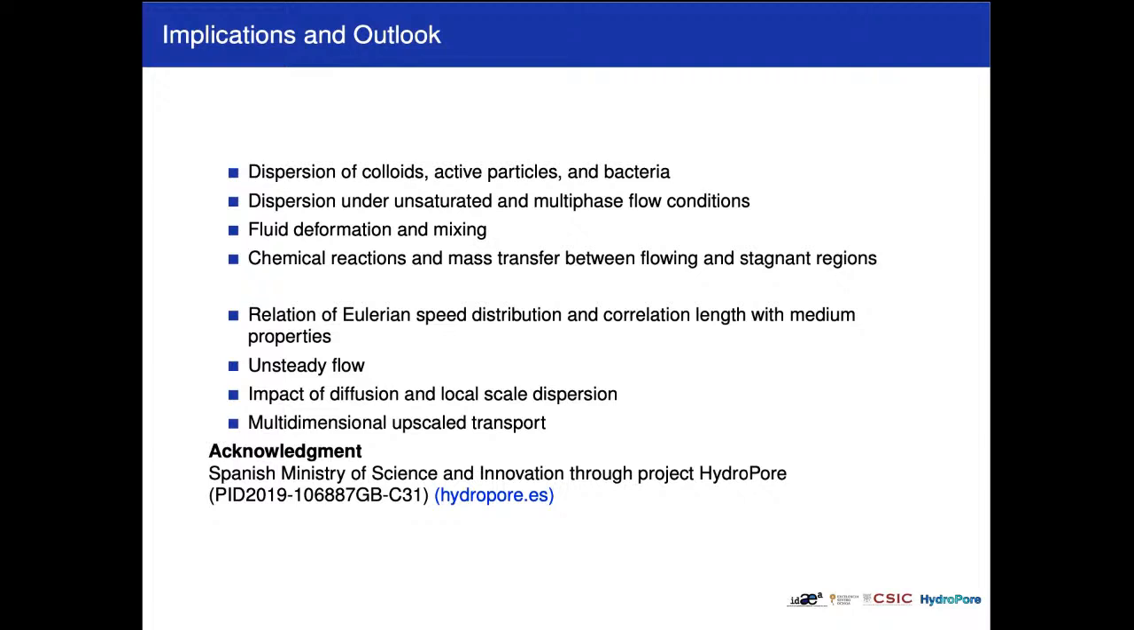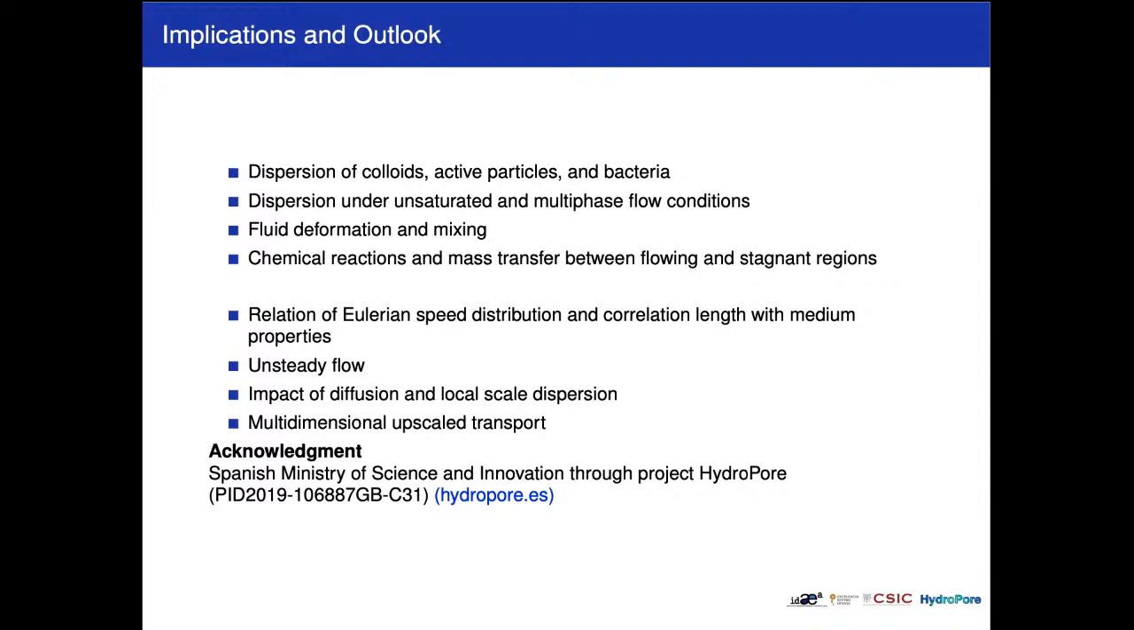Some things that are not clear, in principle still open questions, is what is the relation between the Eulerian velocity distribution and the medium structure? This is a question that one can answer for specific situations. For example, for stratified flow fields, it's clear how to do this, or for flow fields in inclusion media, but otherwise, oftentimes it's not known. But this we need, of course, as an input for the model.